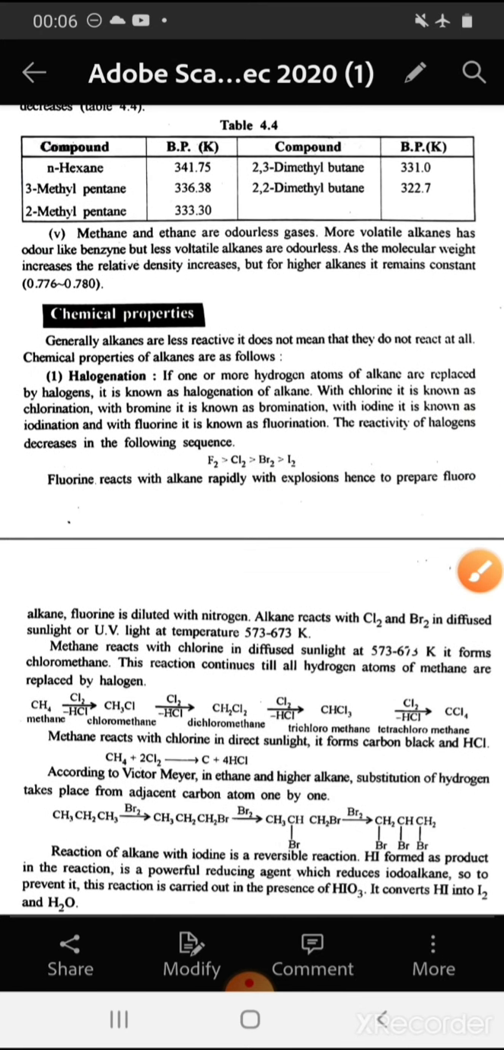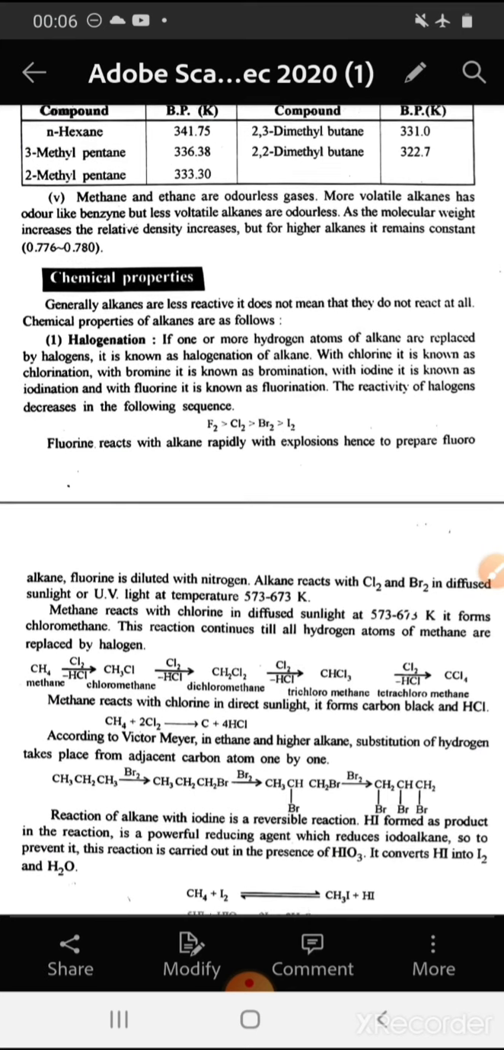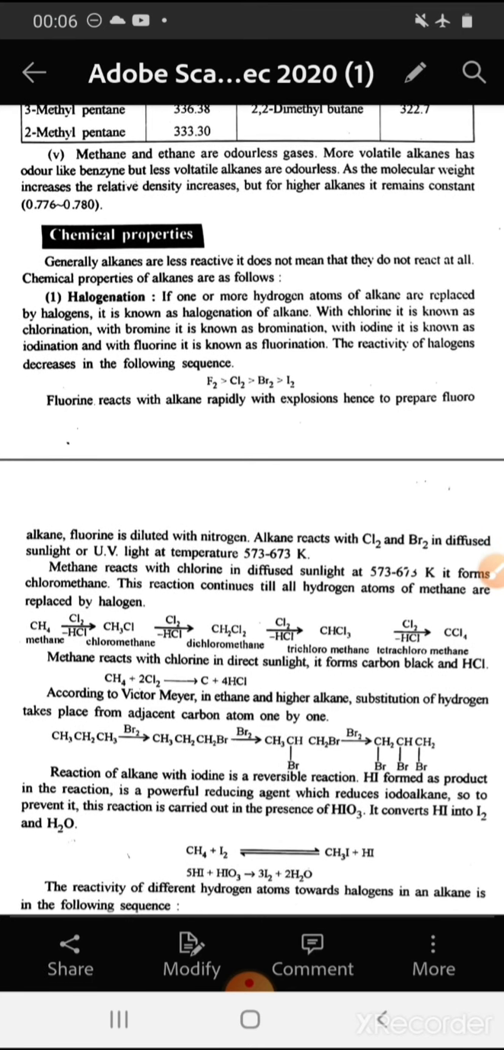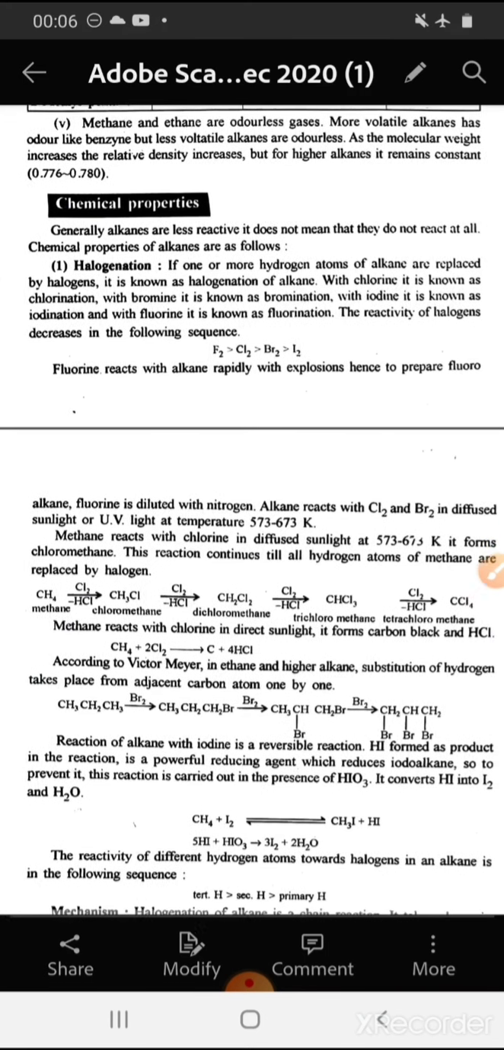Methane and ethane are odorless gases. More volatile alkanes have an odor like benzene, but less volatile alkanes are odorless. As the molecular weight increases, the relative density increases. But for higher alkanes, it remains constant within the range of 0.7762 to 0.780.